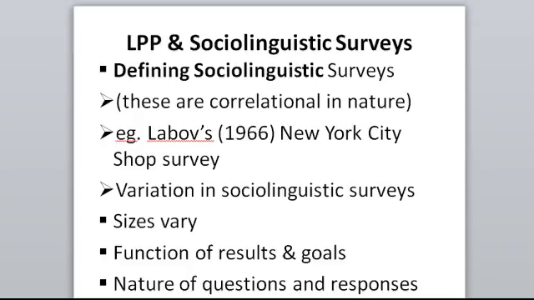Welcome again to Language Planning and Policies in Education. This is a new chapter, and we are going to focus our study on sociolinguistic surveys.